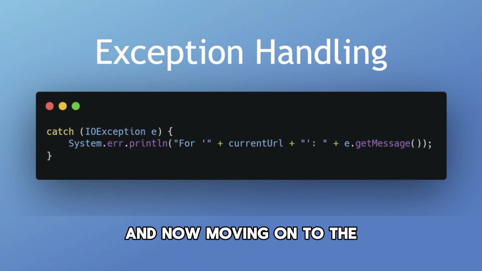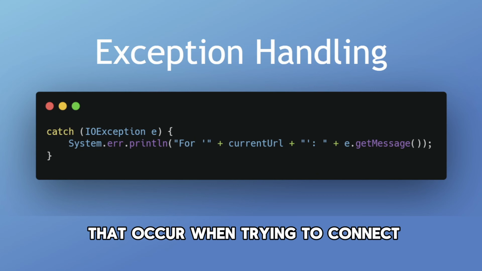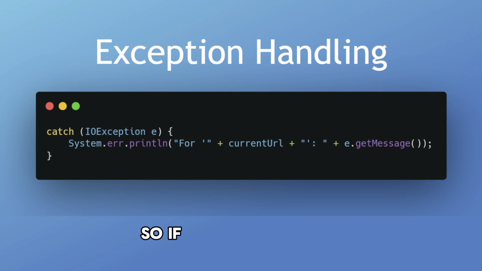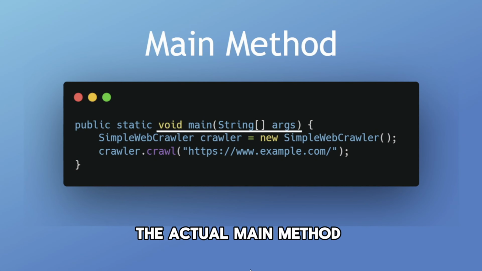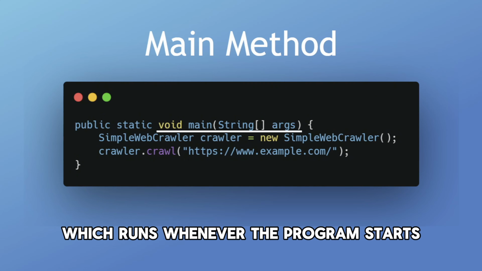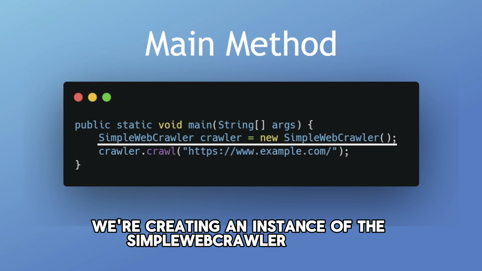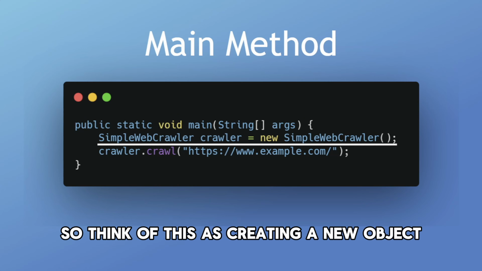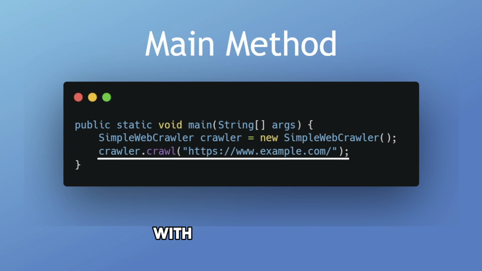And now moving on to the exception handling, which handles any exceptions that occur when trying to connect to or fetch the web page. So if we get any errors, we're going to get a console log that says which URL you're on, and then it gives you the actual error message. After the exception handling, we have the main method, which runs whenever the program starts, where we're creating an instance of the SimpleWebCrawler class. So think of this as creating a new object. Then under that, crawler.crawl starts the crawling process with the specific URL.